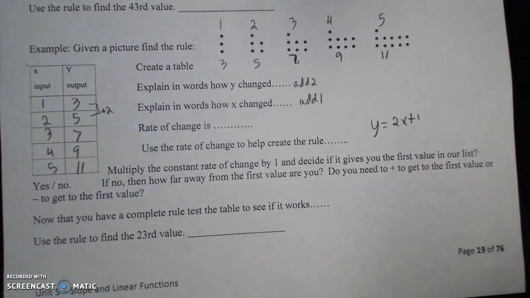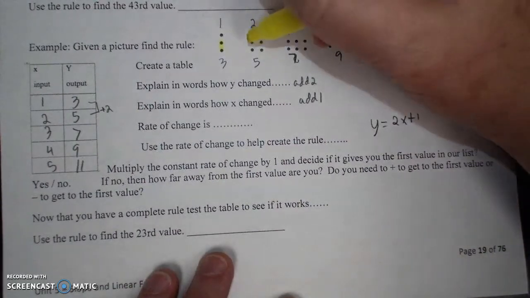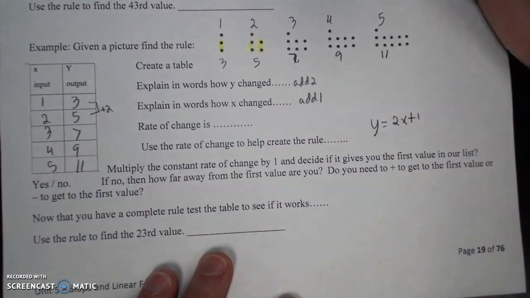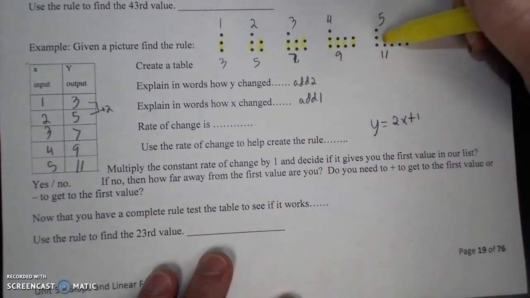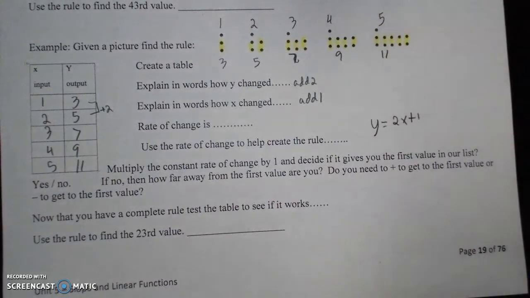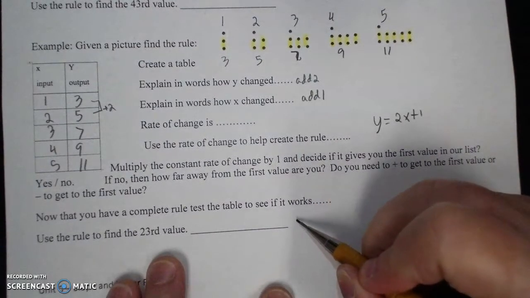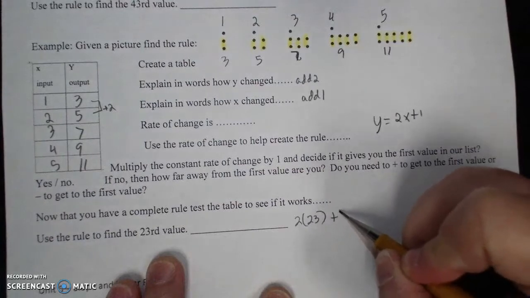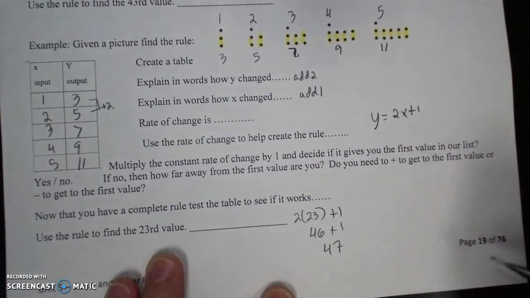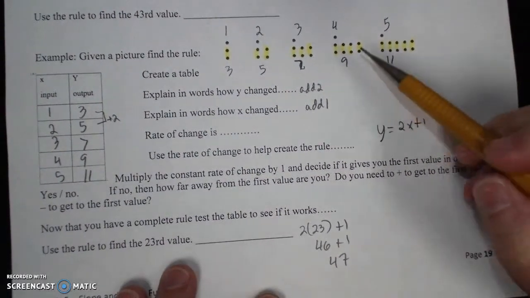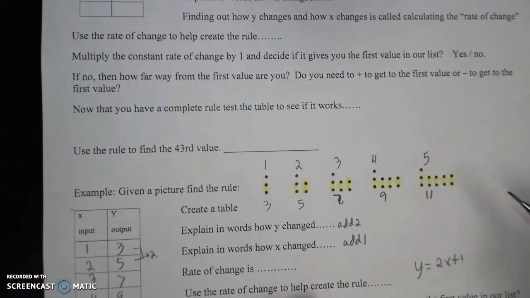And on pictures, some of you are going to see it where this is the 2 and there's 1, and there's 2 sets of 2 and 1 more, 3 sets of 2 and 1 more, 4 sets of 2 and 1 more, 5 sets of 2 and 1 more. Then if you are going to do the 23rd value, it's 2 times 23 plus 1, which is 46 plus 1, which is 47. So it's very interesting that this was a pictorial, this was a list. They end up to be the same problem.